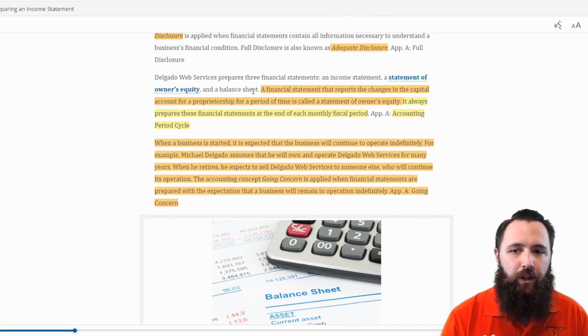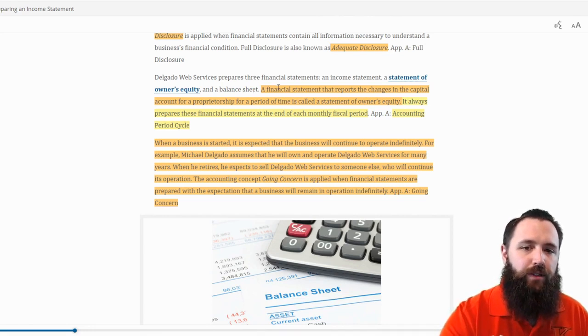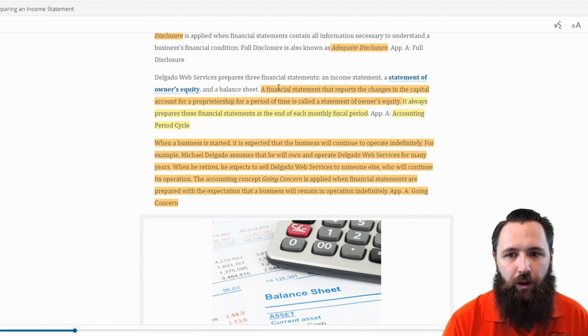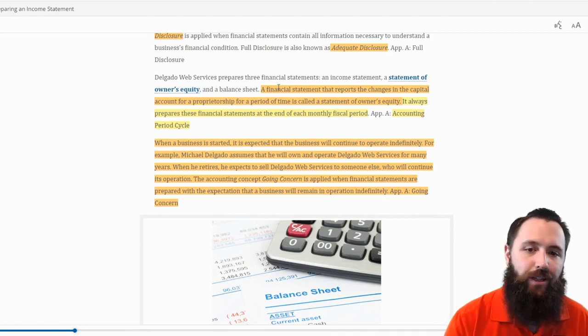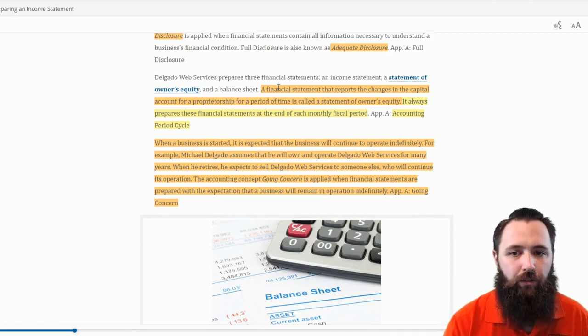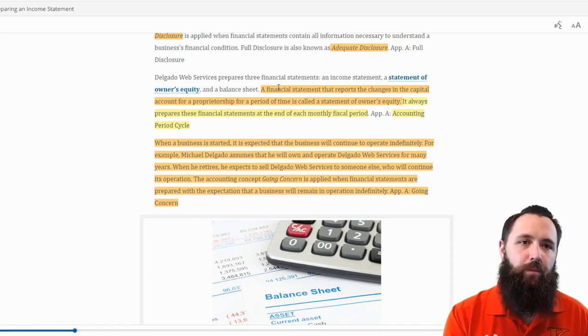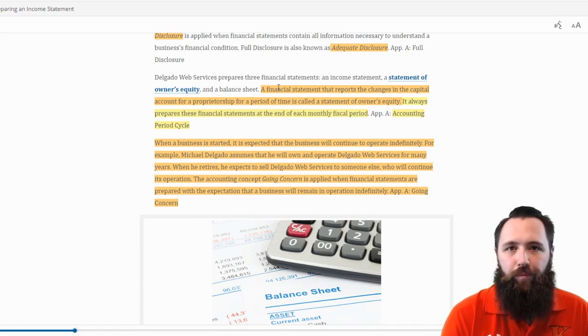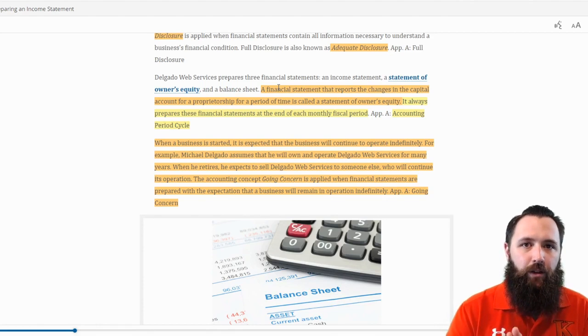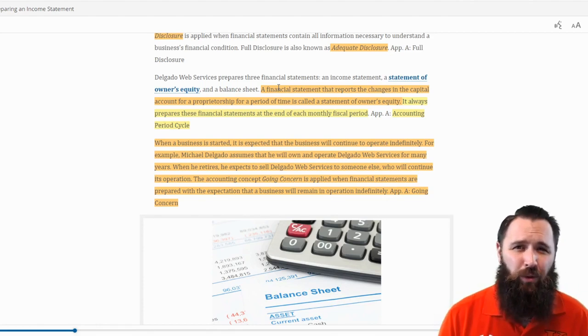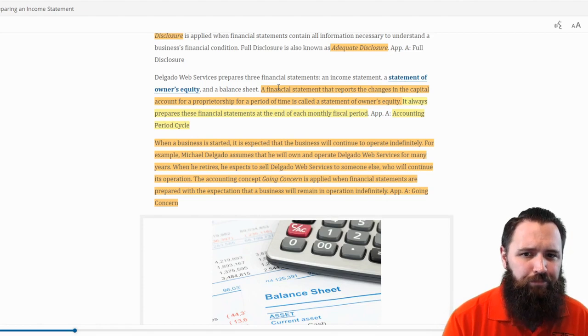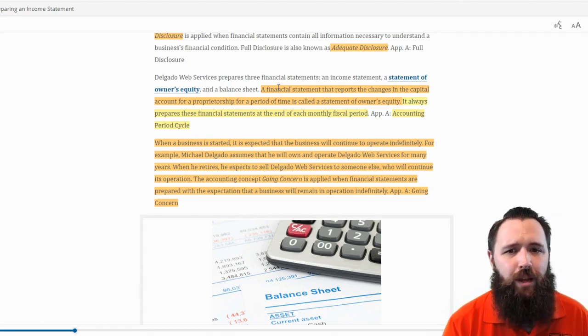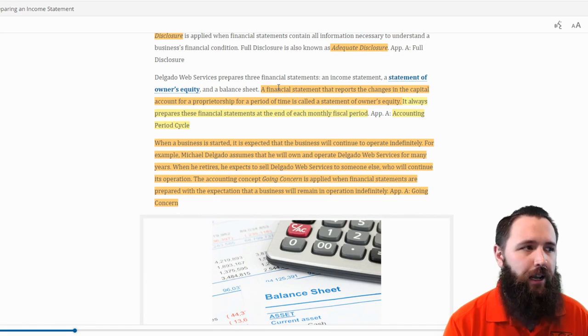But if we look here, it gives us the definition of a statement of owner's equity. This is a financial statement that reports the changes in the capital account for a proprietorship for a period of time. So if you think about that, what's our owner's equity? It's the ownership that they have in that business. Well, over time, they could either own more of that business or own less. That's really what it comes down to, okay? So the statement of owner's equity is going to be that change, how that change is represented in that company.